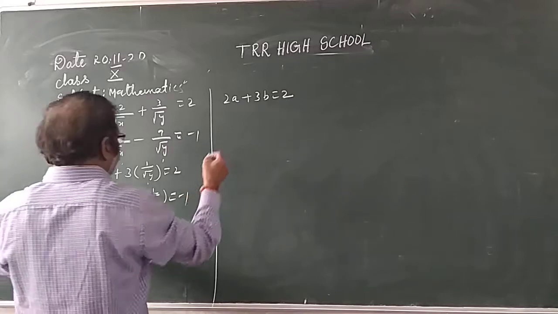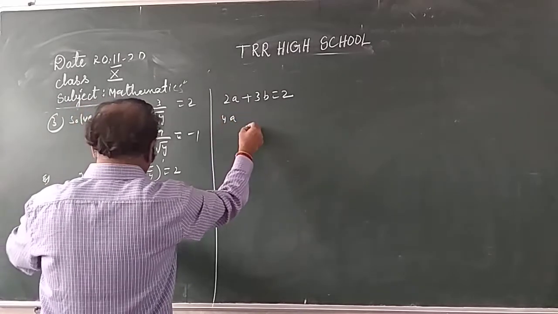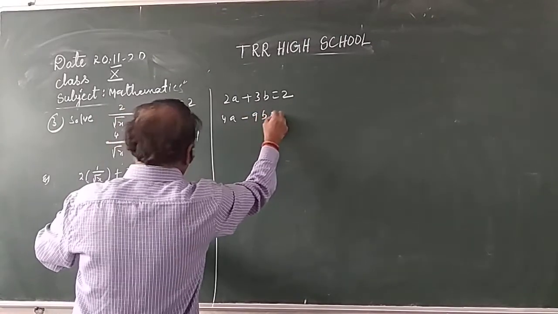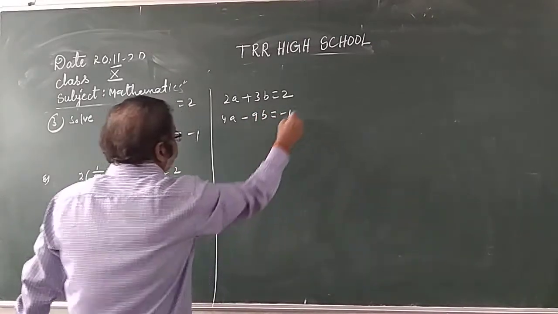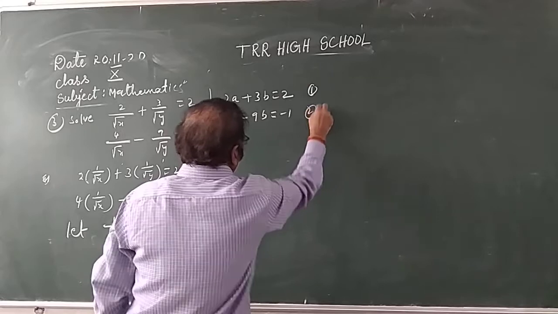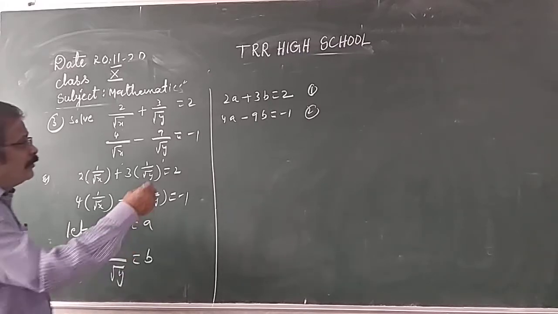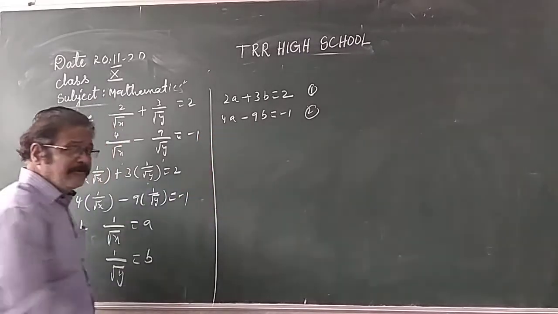Next, 4 by root x is 4a, and 9 into 1 by root y is 9b, is equal to minus 1. So this is the first equation, this is the second equation. You can solve by either the substitution method or the elimination method. Let us do it by the elimination method. Why elimination method?